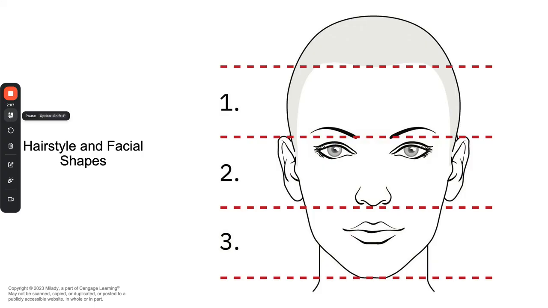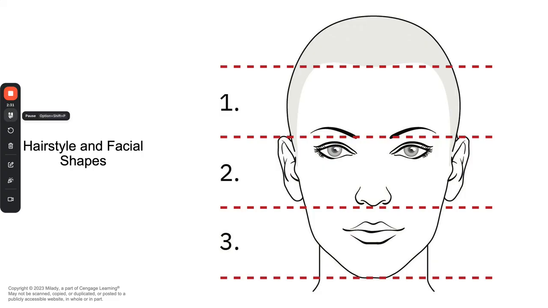When you're observing that second zone, you're going to be observing the eyes. How far or close are they set? You're also going to be observing the nose. How prominent is the nose or how narrow is the nose? In that middle zone, you should also look at their ears. Are their ears prominent? Do they poke out or sit closer to the head?